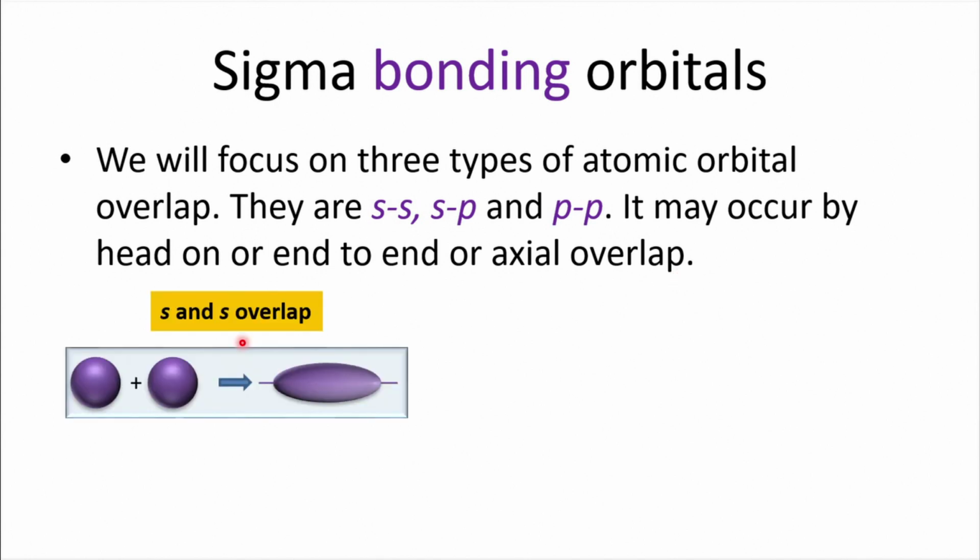The first one is SS overlap. This is a constructive overlap. We can say constructive overlap is similar to addition. Two s orbitals combine together to give the sigma bonding orbitals as shown here. This results in lowering of energy of the molecular orbitals.